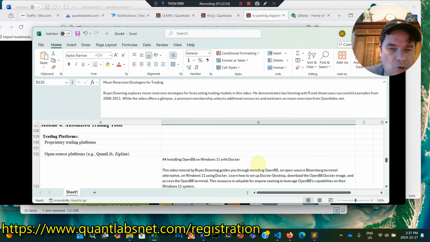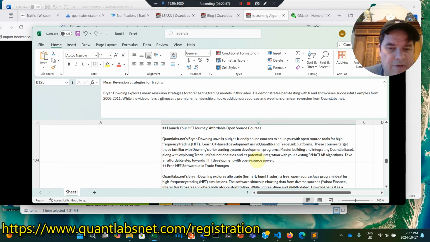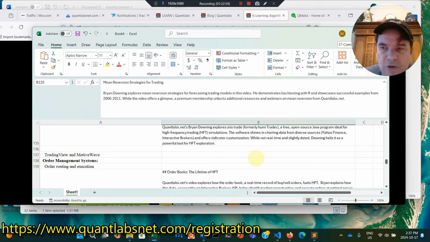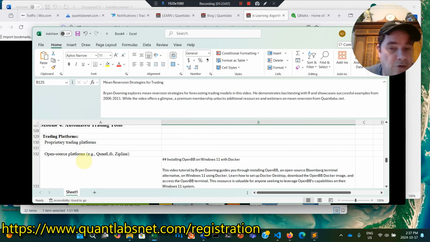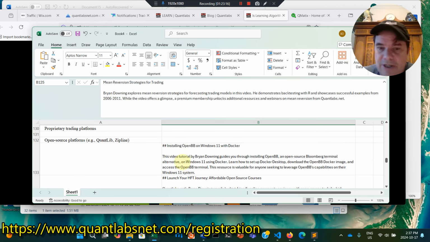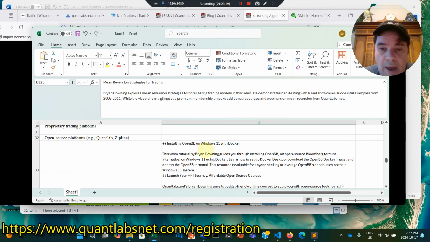All right. So continuing along, we've got trading platforms themselves. I've already mentioned TradingView and MotoWave in prior videos. But here, let's talk about the options available for open source. So this could be QuantLib, which is usually for options trading. A lot of firms use it. Zipline, I don't know if it's still used out there. And the more recent one, OpenBB, which I've already mentioned. There's how to install it, which was, at the time, an open source Bloomberg terminal alternative. That's what BB was, Bloomberg, on Windows 11 using Docker.